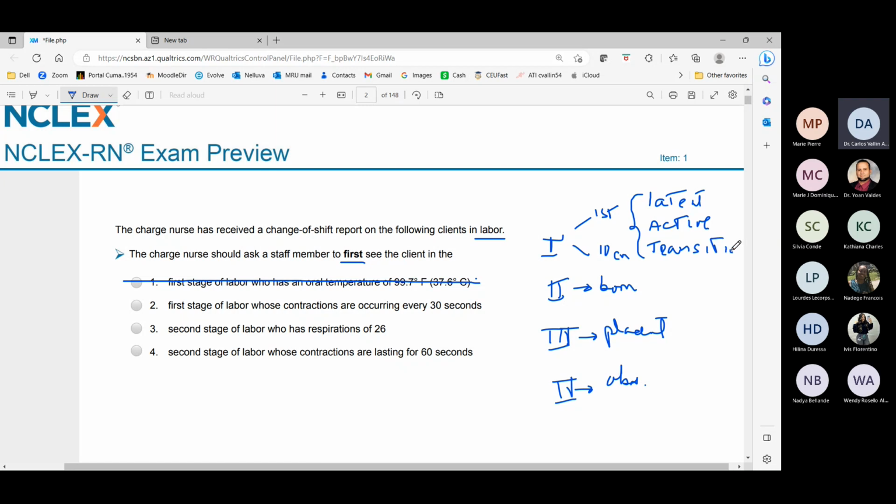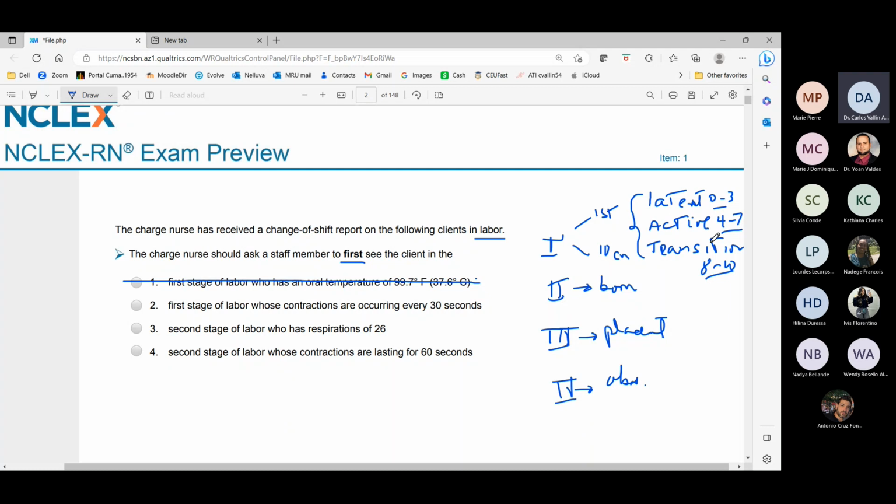We know that the active phase is when the woman is between 4 to 7 centimeters of dilation. So the latent is going to be from 0 to 3, and the transition is going to be from 8 to 10. And this is what we use to decide in which phase of the first stage the woman is laboring. Remember that the transition is when the contractions are the strongest and most frequent.